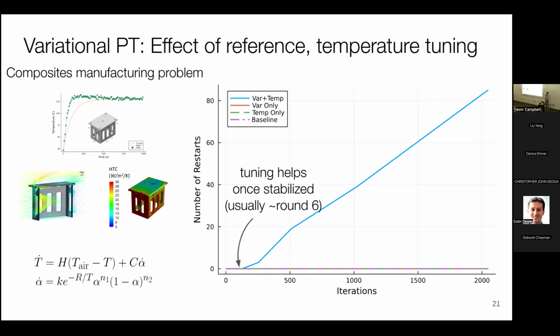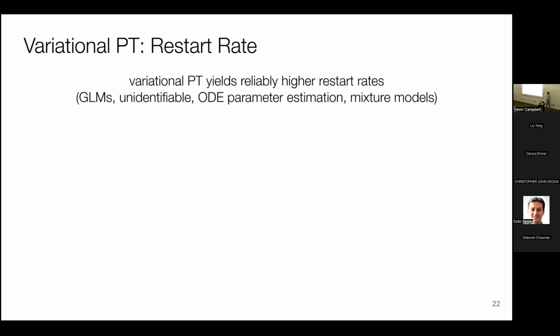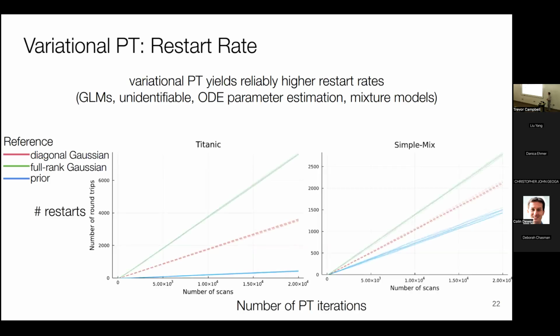Right, so the tuning procedure that I proposed is very, very stable. We have some other figures in the papers that show just how stable it is, but suffice it to say that this is a pretty usual result. It tunes quite quickly. We've tried this across a whole bunch of different problems. The story is basically the same across GLMs, unidentifiable models, ODE parameter estimation, mixture models. Have fun, design whatever you like. That problem that I showed you on the previous slide is a truly hard problem. We've tried it on a lot of easier problems where you do get restarts from the baseline PT.